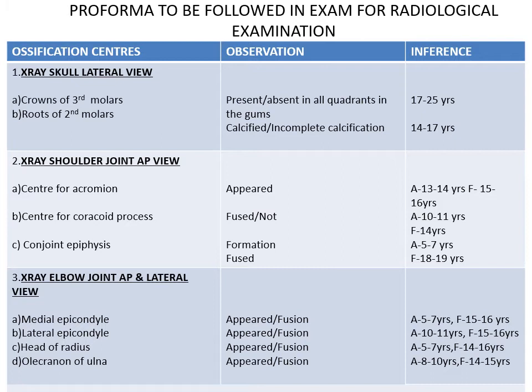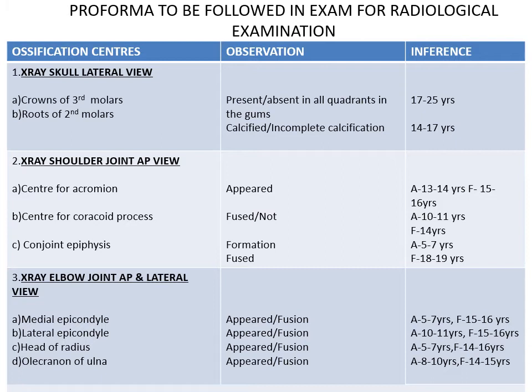Now coming into the elbow joint, we have mainly head of radius, medial and lateral epicondyles of the lower end of humerus, then olecranon of ulna, which is viewed only in the lateral view. So coming into medial and lateral epicondyles, whether these centers have appeared. If appeared, they have fused or not, you have to write in your observation column. So based on that, the age is also given.